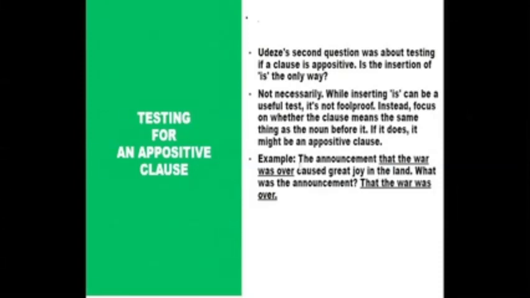Now, if we remove the announcement, we can as well use this as the subject, and we can say that the war was over caused great joy in the land. So it's a kind of repetition, but it is grammatically correct, and that is why it's an acceptable clause in English grammar. The announcement that the war was over caused great joy in the land. And so when someone asks, what was the announcement? The announcement was that the war was over. Okay, so that is how to test for an appositive clause.